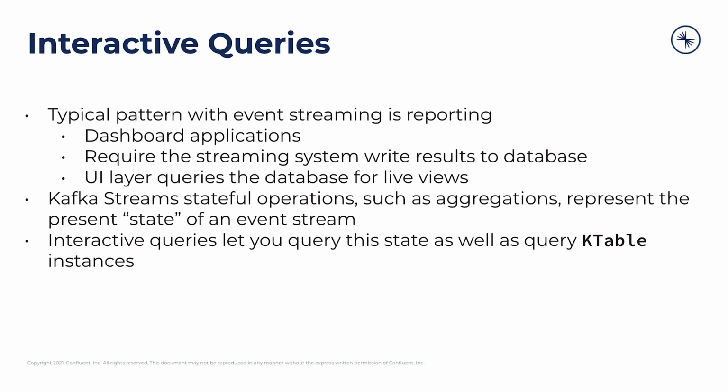Now, Kafka Streams already provides the stream processing layer, but it also provides the storage layer. The Kafka Streams stateful operations, such as aggregations, will each have a state store which holds the current or present state of the event stream. So it has the latest value of the aggregation, for example. Now, interactive queries are a tool that actually lets you query the state as well as query K-table instances. So you can have your stream processing and your state querying all in the same system.